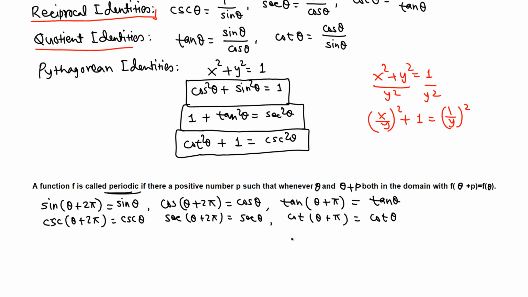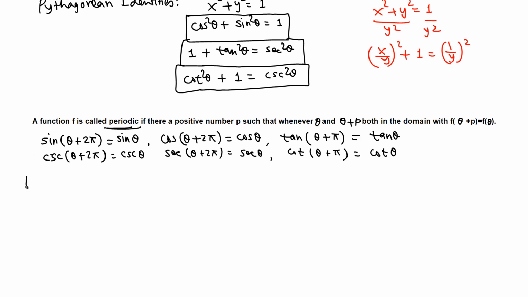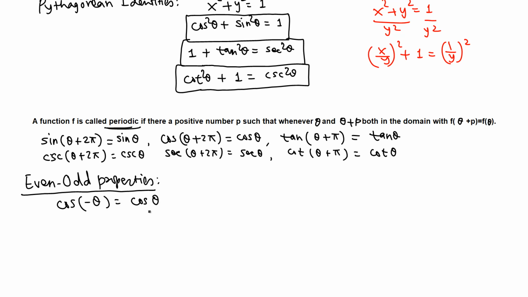Now let's go for even odd properties of trig functions. Okay, cosine is an even function. That means cosine of negative angle is same as cosine of that angle, and this applies to its reciprocal secant.